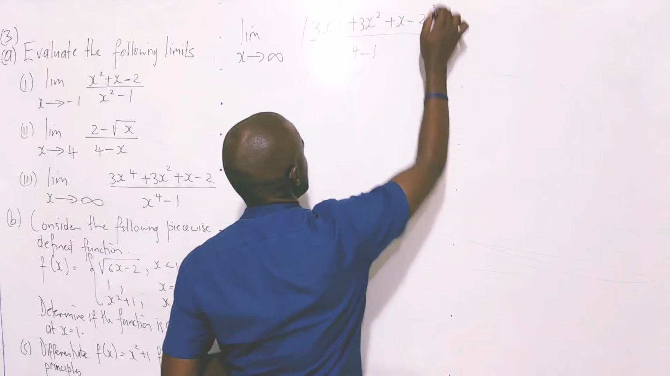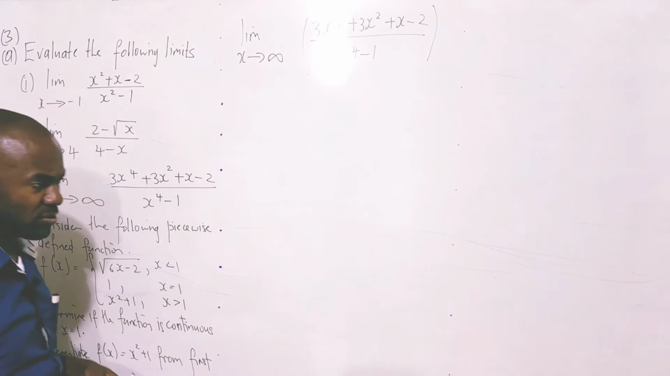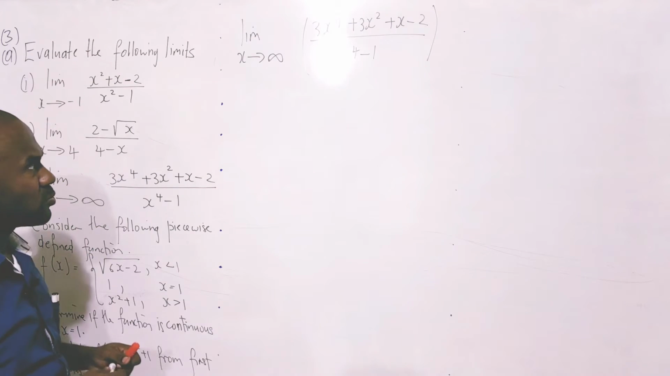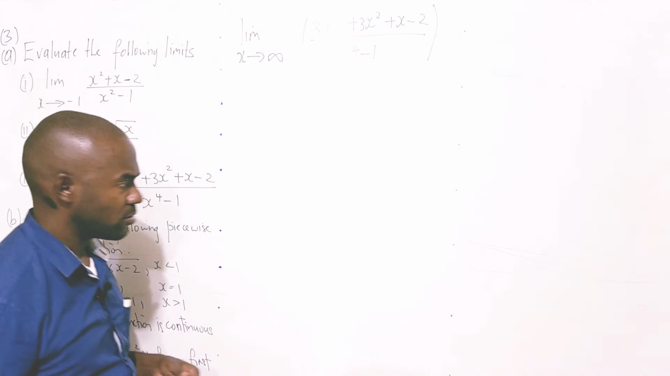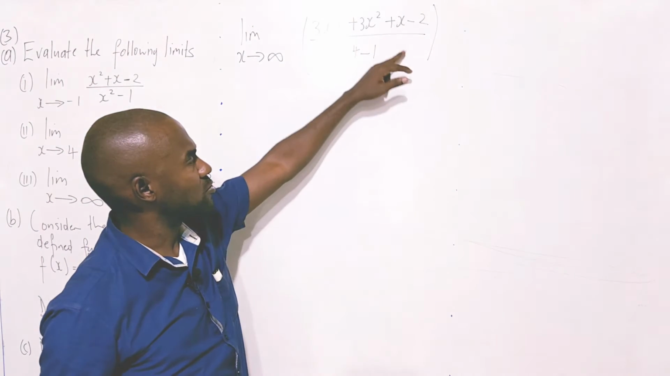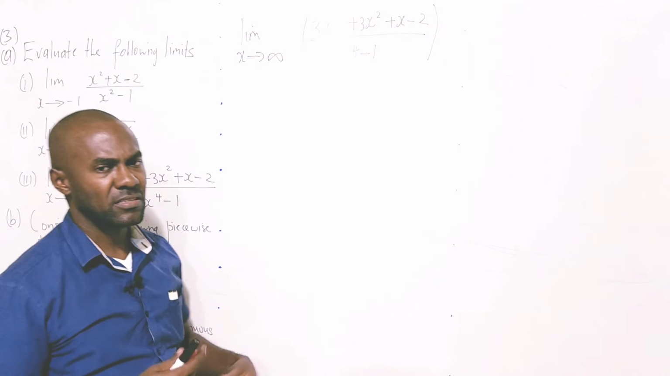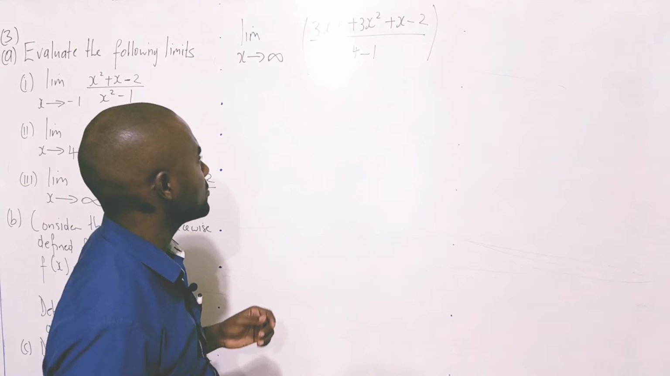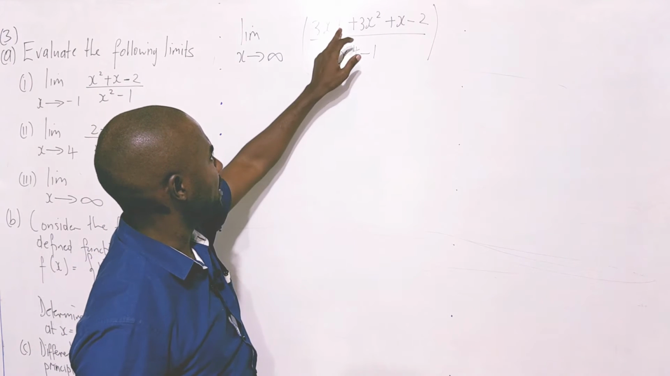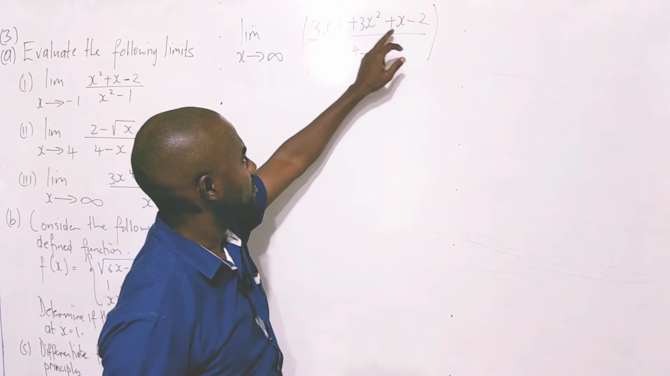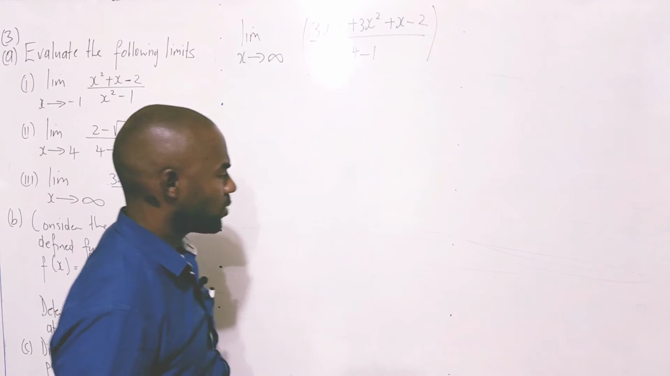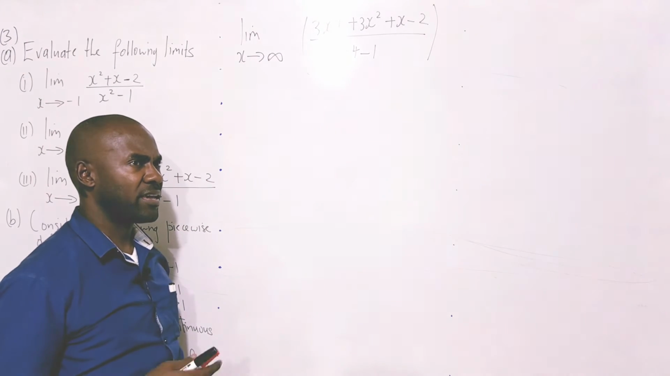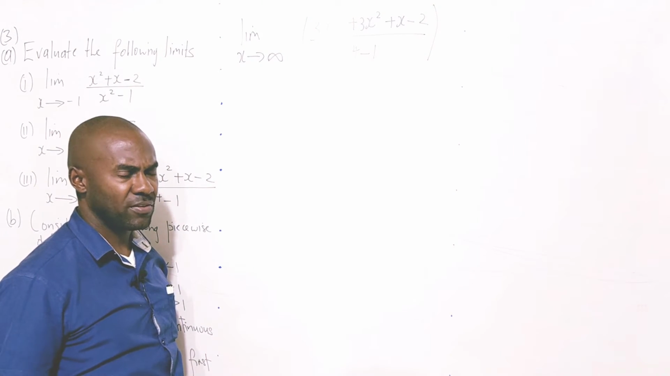Now we look at this question using different approaches. In the first approach, what we're going to do is consider how these individual terms behave as x gets very, very large, that is, as x approaches infinity. Now let's look at the numerator. In the numerator, we have 3x to the 4th plus 3x squared plus x minus 2. Now what happens to each of these terms as x gets very, very large, as x approaches infinity?